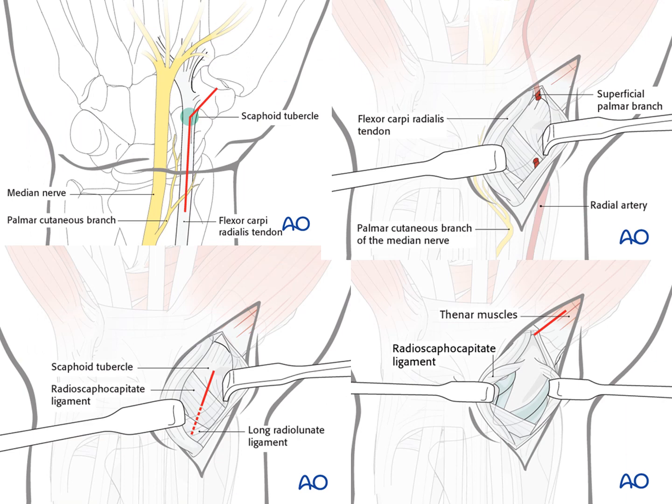These are some images depicting the volar approach. Again, you can palpate that scaphoid tubercle volarly, and you want to develop between the radial artery and the FCR tendon. As you'll see in this top right, they have the FCR retracted ulnarly and the radial artery retracted radially. That brings us down to the radioscaphocapitate ligament.